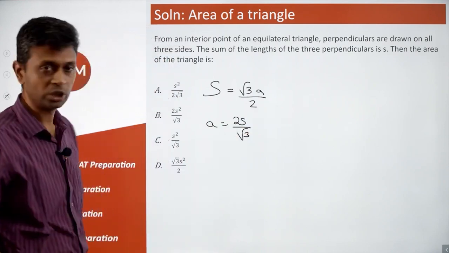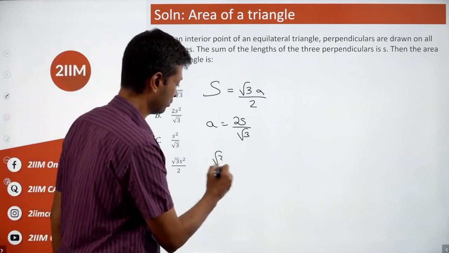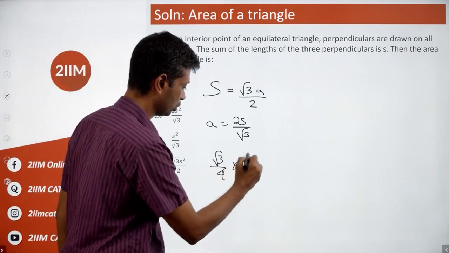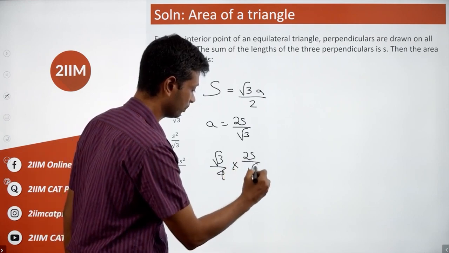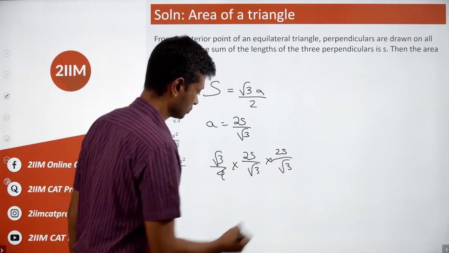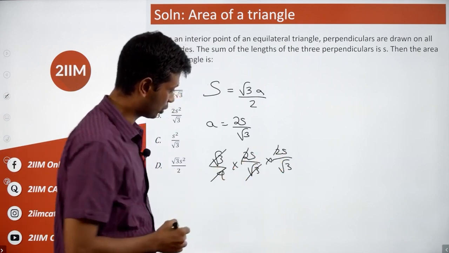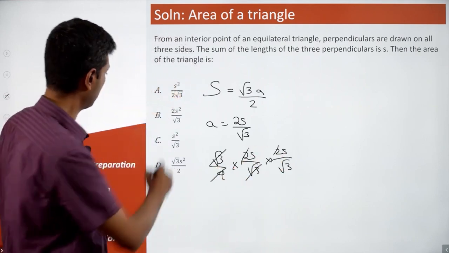Area of the equilateral triangle is root 3 by 4 a square, that you should know. So therefore area is root 3 by 4 into 2s by root 3 into 2s by root 3. One root 3 gets knocked off. 2 into 2 is 4. S square by root 3. Yeah, luckily we have that.